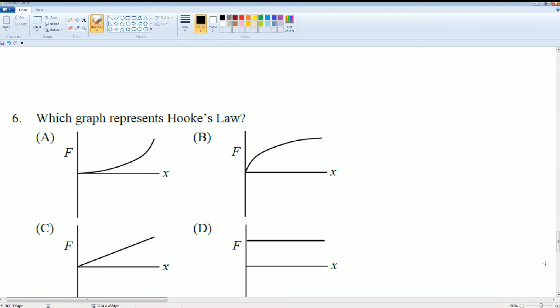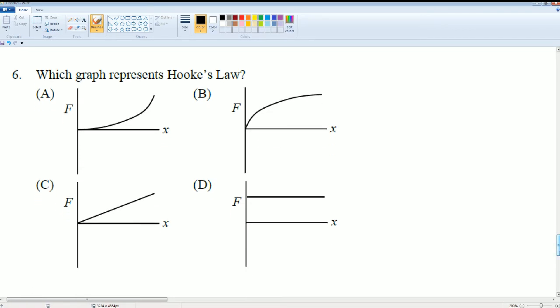Which graph represents Hooke's law? Again, you could just memorize this. If not, what is Hooke's law? We also did this in class. We know that Hooke's law is F is equal to negative kx. But again, that negative is just for direction, so you can almost treat it as this if you would like.